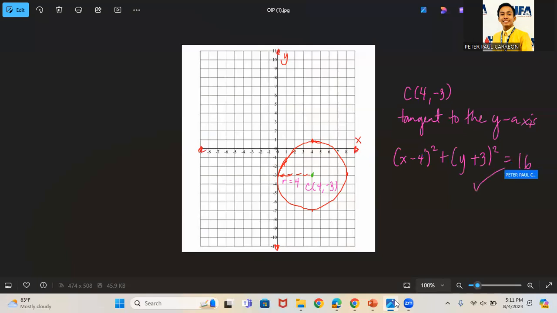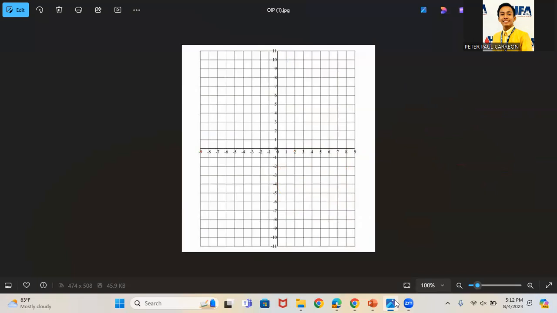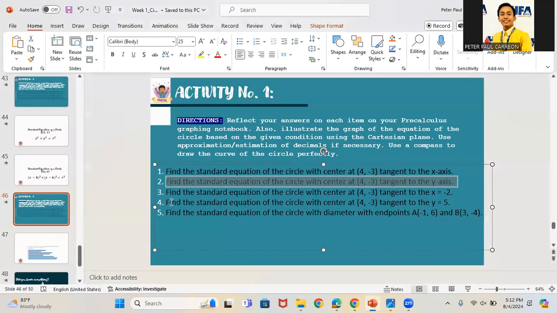So this is your standard equation. And of course, for proper labeling, you also have to put on the graph the name of the circle. So again, it's the quantity (x - 4) squared plus the quantity (y + 3) squared is equal to 16. So that's the solution for the second problem. I hope you understand. Let's move now to the third question.